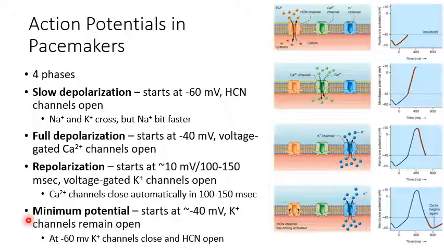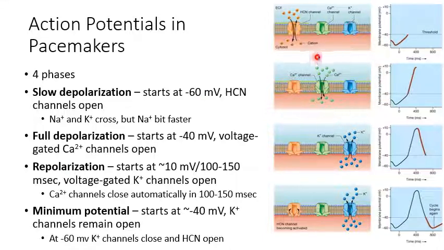Then when you get to about -40 millivolts, the next phase will begin, the full depolarization phase. At -40 millivolts, the voltage-gated calcium channels will open, and calcium will enter the cell, going down its concentration gradient. When that happens, calcium is bringing 2 positive charges into the cell for every 1 calcium ion that enters, since it's calcium 2+, which means the cell is going to start depolarizing very quickly.